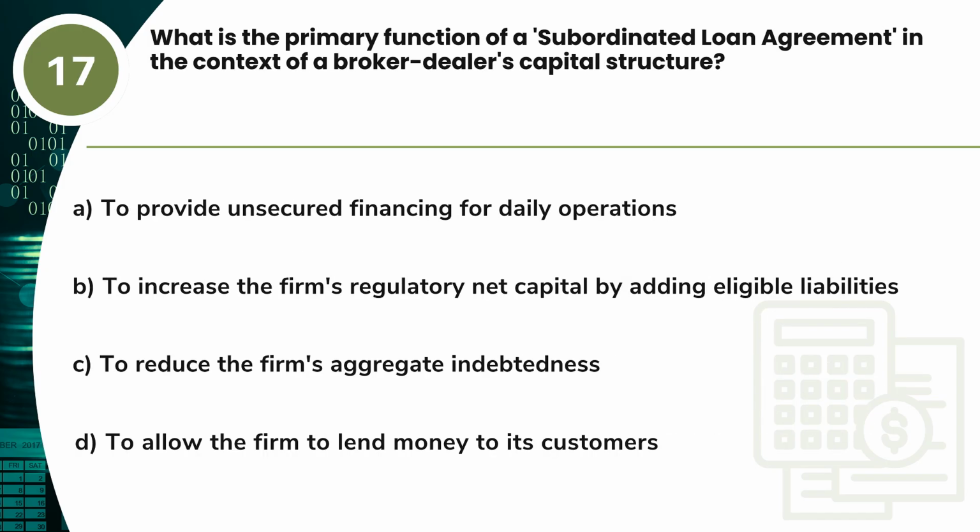Question 17. What is the primary function of a subordinated loan agreement in the context of a broker-dealer's capital structure? A. To provide unsecured financing for daily operations. B. To increase the firm's regulatory net capital by adding eligible liabilities. C. To reduce the firm's aggregate indebtedness. D. To allow the firm to lend money to its customers.